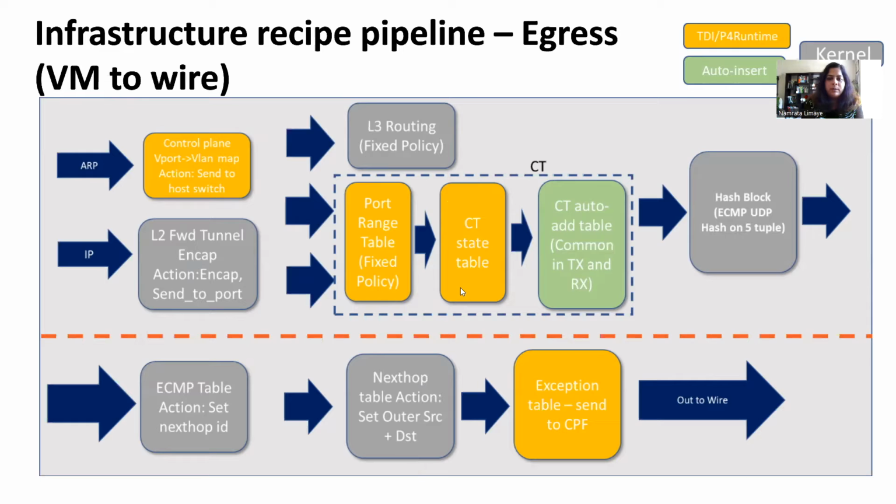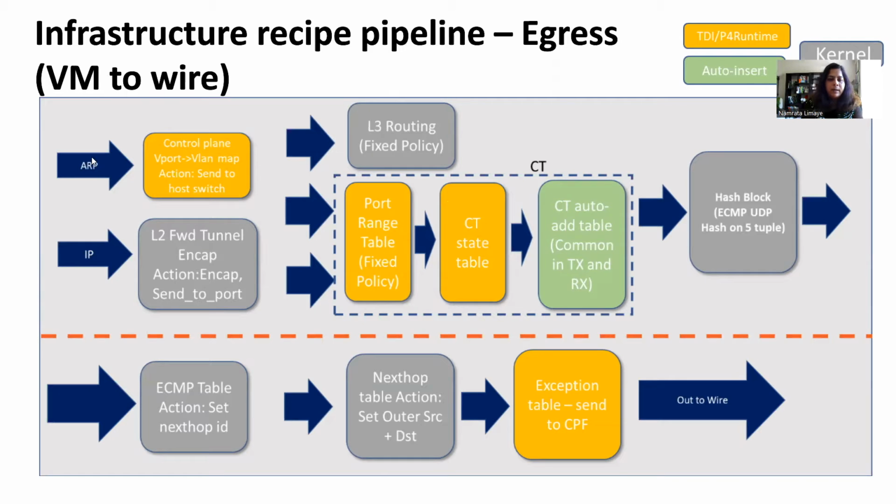So some tables you'll see are programmed from the TDI or the P4 runtime. And then we have the gray blocks that are programmed from the kernel directly. So basically the netlink notifications from the kernel are translated into the P4 tables, and the P4 pipeline is programmed here using the kernel. This is the CT block in between, and I'll go over the flow now.